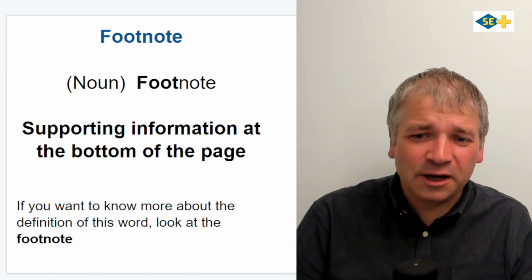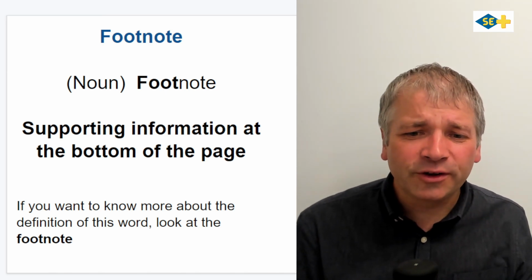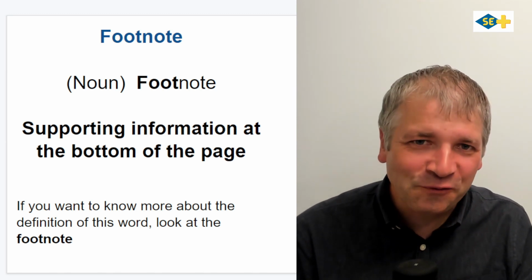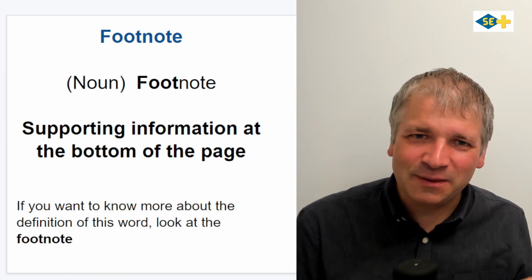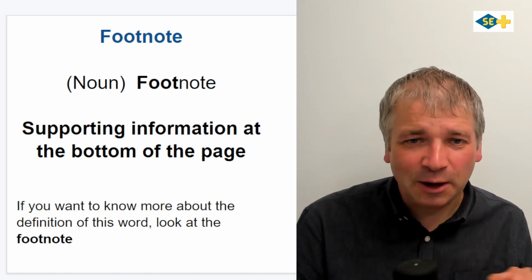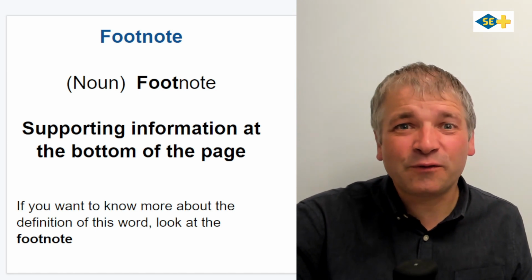So for an example sentence, if you want to know more about the definition of this word, look at the footnote. So perhaps in this example, you have a word in the text and a footnote tells you more about what it means. Footnote.